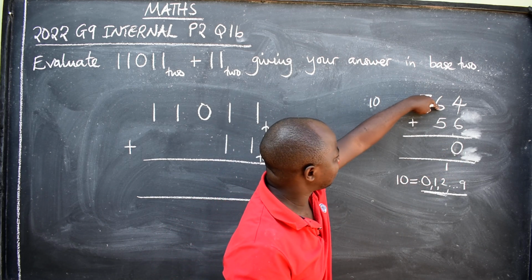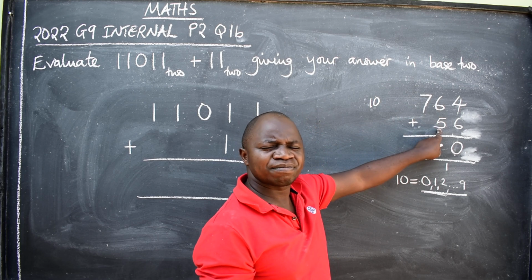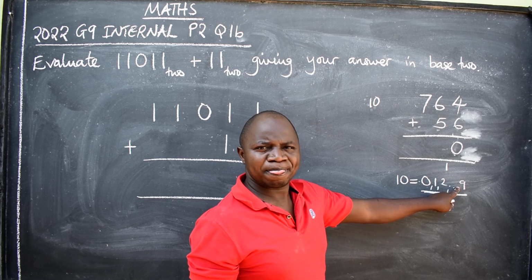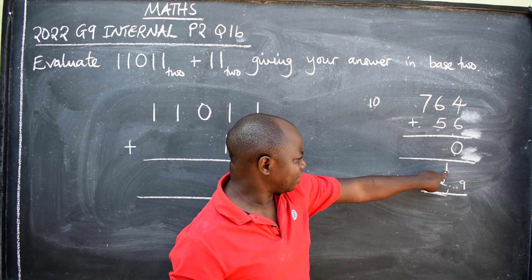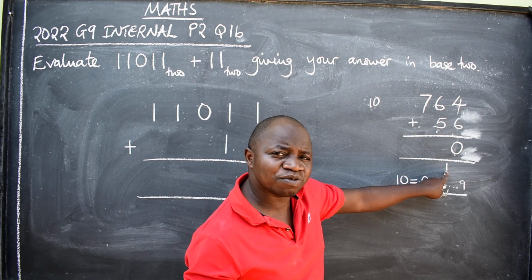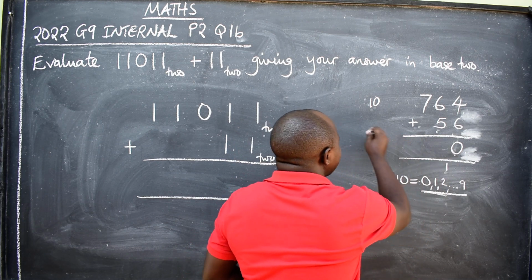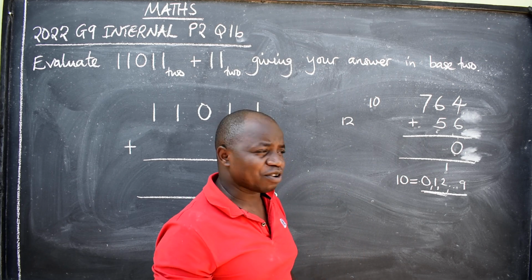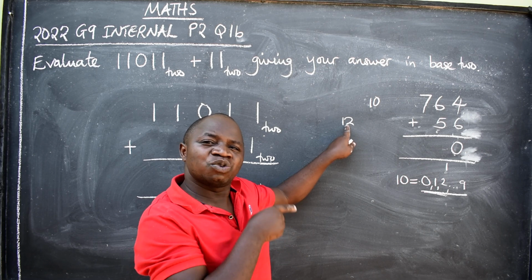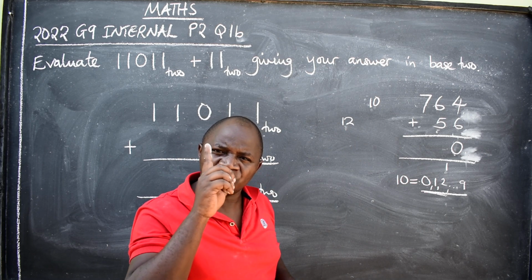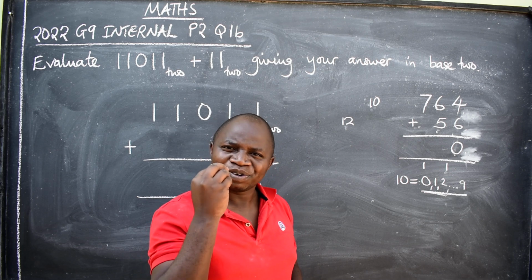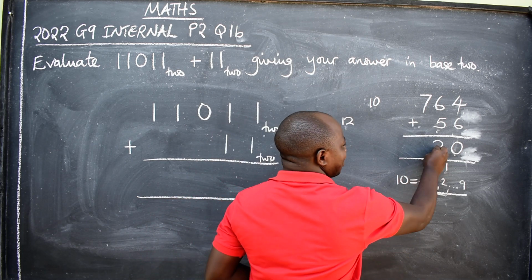You go to the next one. 6 plus 5. It will be 11. There is no 11 here. You see that? Remember there is this one here. So 11 plus this one gives you 12. You cannot write 12 here. You write it somewhere. Ask yourself, I'm dealing with base 10. How many 10s do I need? 12. There's only one 10. So write 1 here. What will be the remainder? 2. The remainder right here, 2.